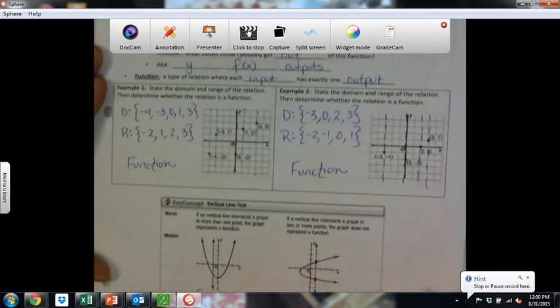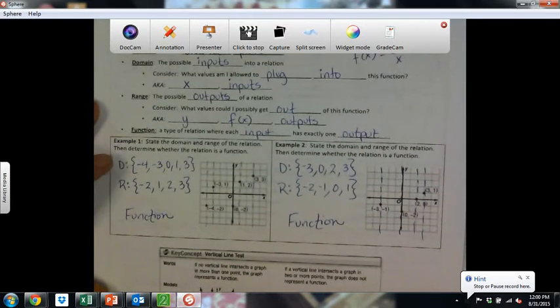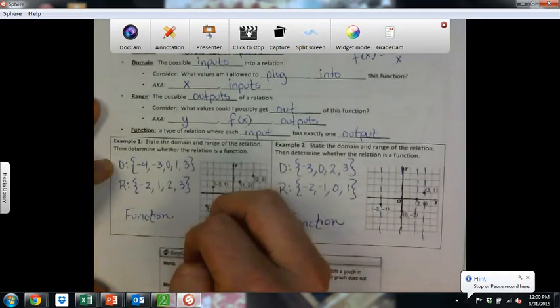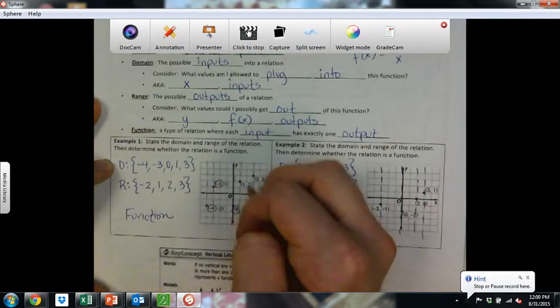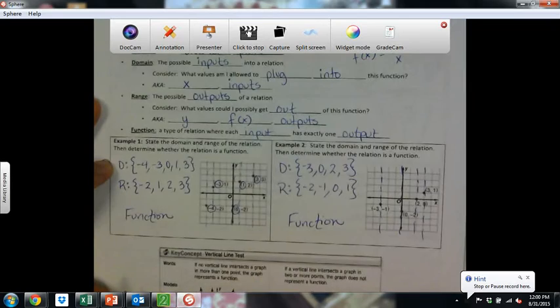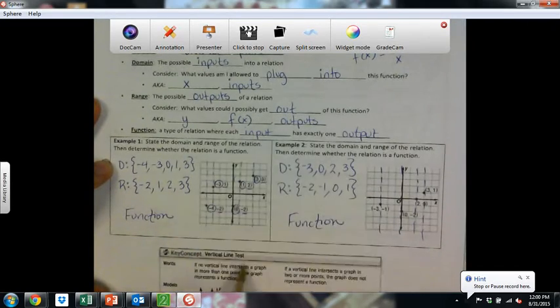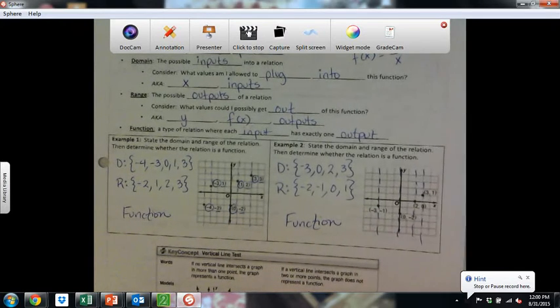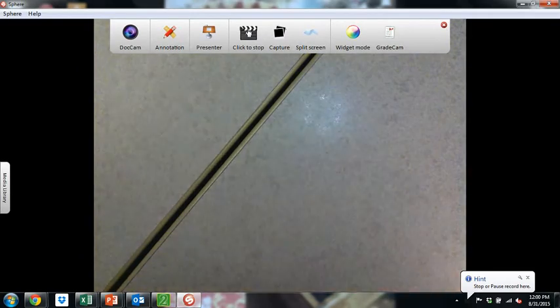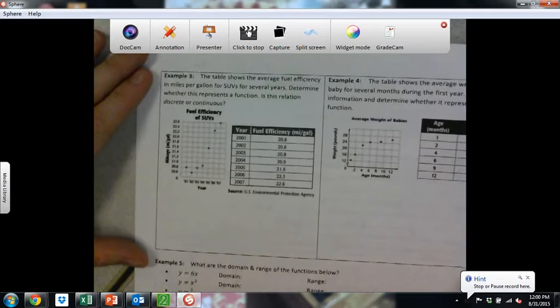So the things to remember from this first page are that your domain is essentially your x values. When I was looking for domain, I was looking at the x coordinate for each point. The y coordinate is my range. Even though the -2 happened twice here, it only occurred once in my range. So let's flip to page number 2, please. Page number 2 is going to give us a little bit of additional information.